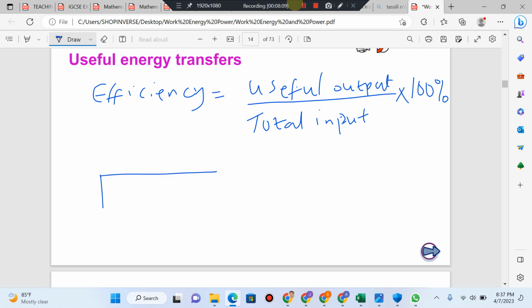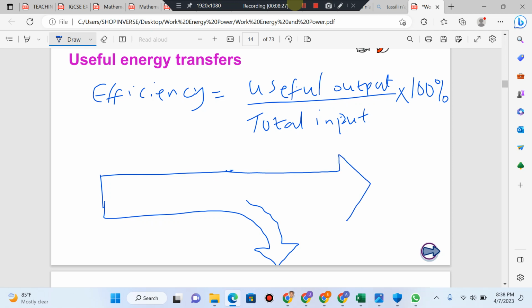And every system can be represented with an energy diagram. Take note that the energy diagram is also called a Sankey diagram. The energy diagram usually looks like this. You have an arrow going downwards or upwards. The arrow that branches shows energy that is wasted, while the arrow that goes straight shows us the useful energy.